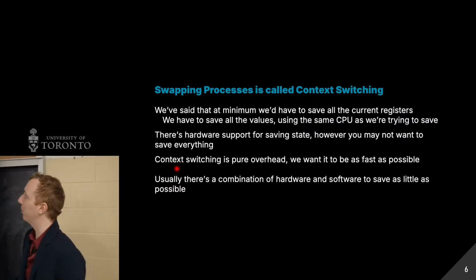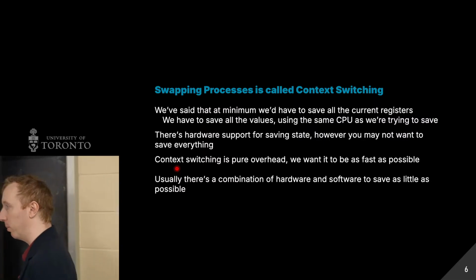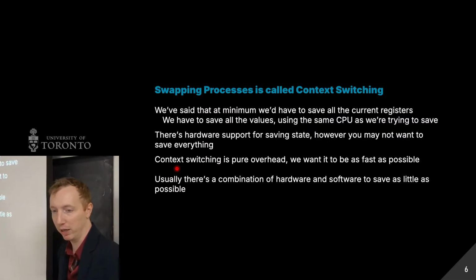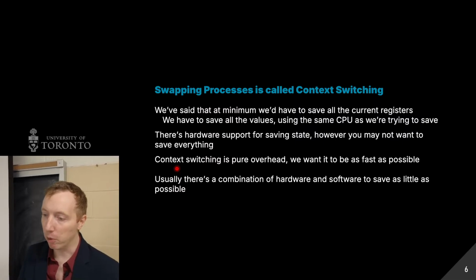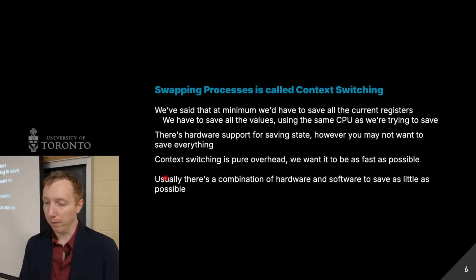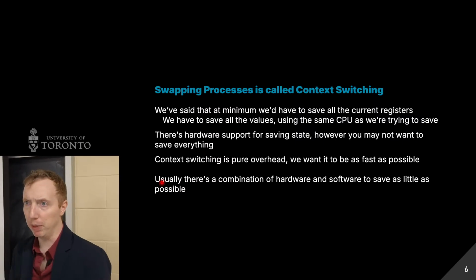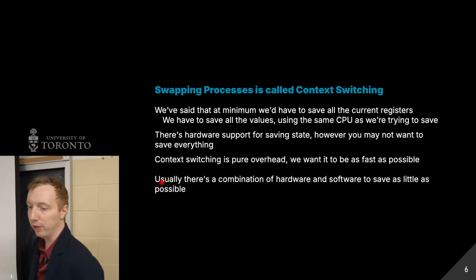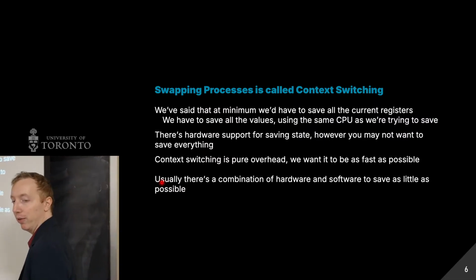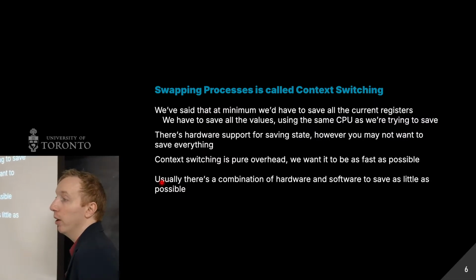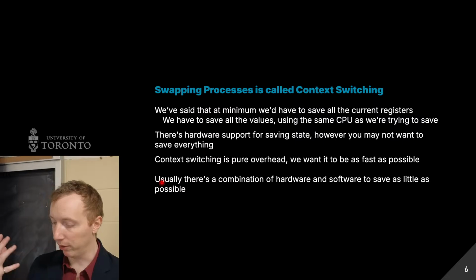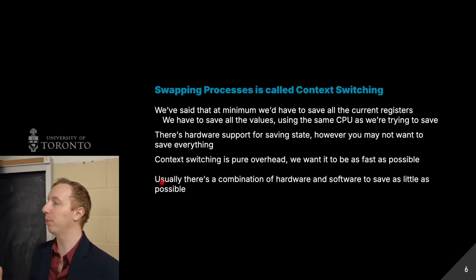For most operating systems, it's under 1% of the total time that is spent context switching. So it's more or less negligible. So you can do some smart things to make sure you only save what you need. You can have a combination of hardware and software to save as little as possible. One example would be that there are certain registers for floating point operations.